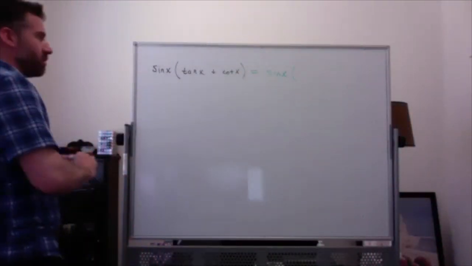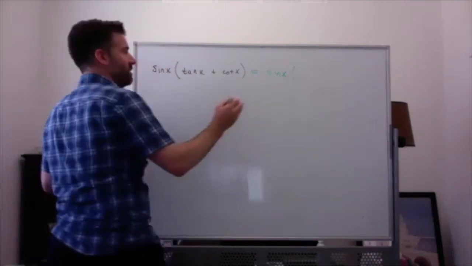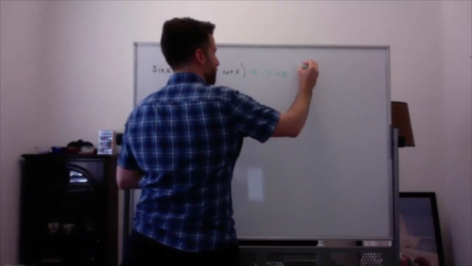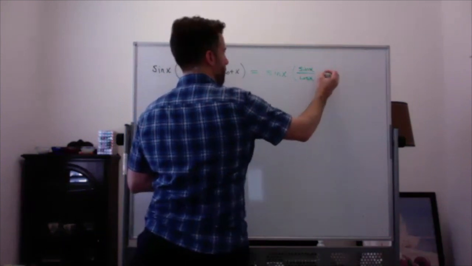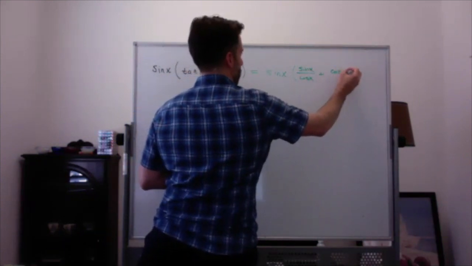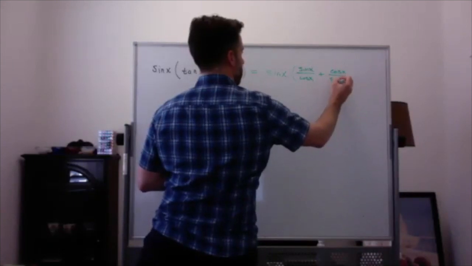I know I had a good green one around somewhere. This one. So I'm going to write tangent of x as sine of x over cosine of x, and I'm going to write cotangent of x as cosine of x over sine of x.